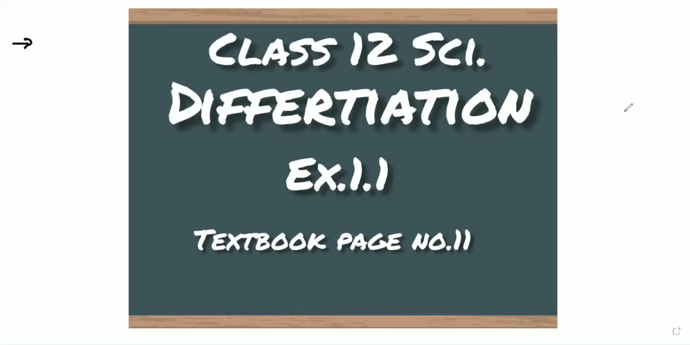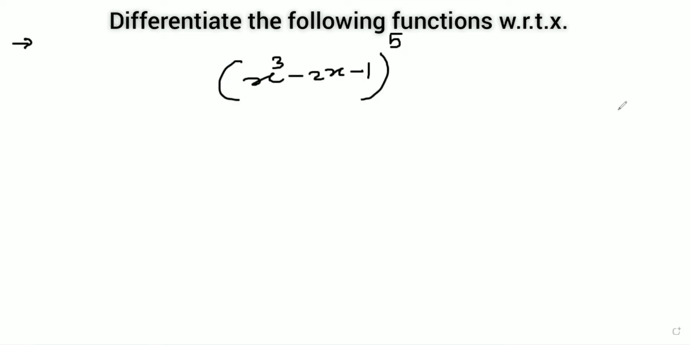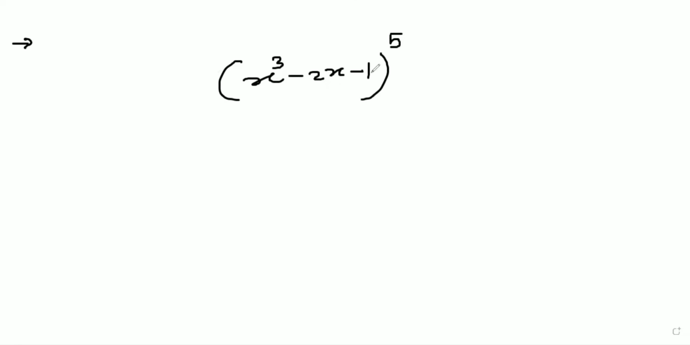Let's start with exercise number 1.1, textbook pages 11, 12 and 13. The first question is: differentiate the following equations with respect to x. The given expression is (x cube minus 2x minus 1) raised to 5. Let's suppose this expression is y and we need to find the derivative of y with respect to x.